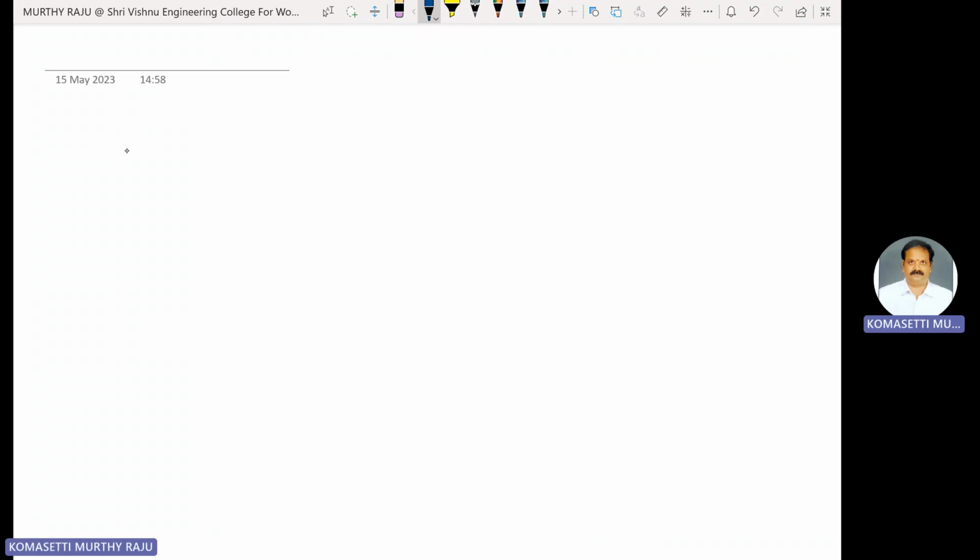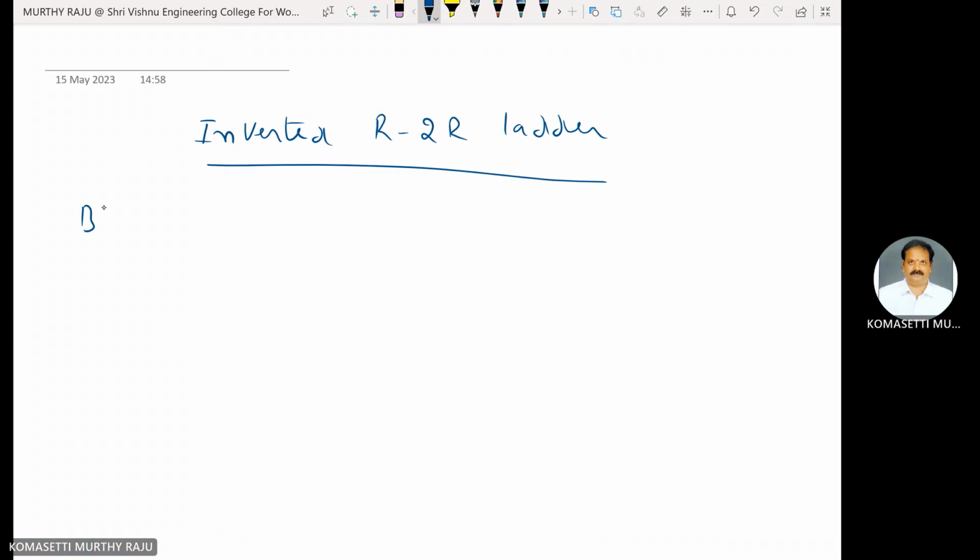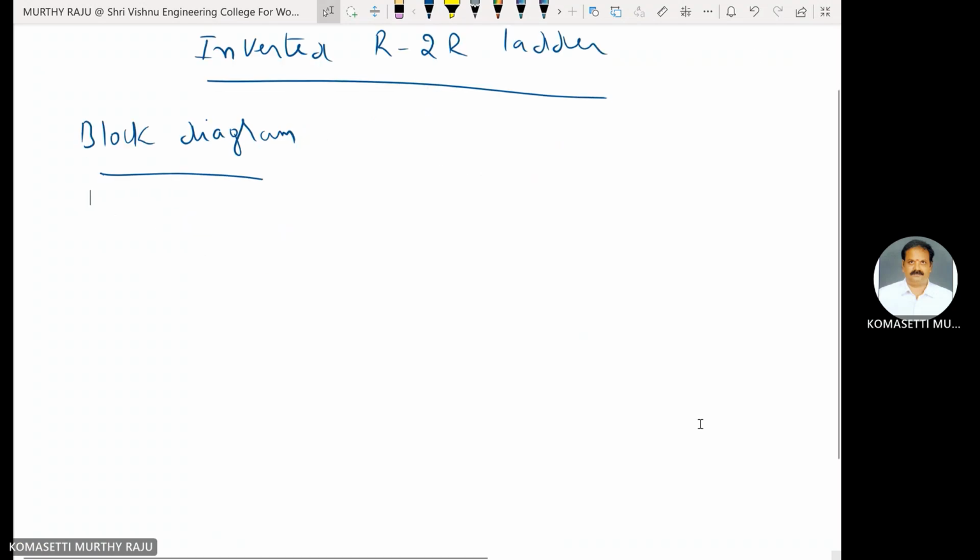In this video, I am going to explain the concept related to inverted R-2R ladder. Block diagram. First one is block diagram. Block diagram of inverted R-2R ladder. We use ladder network.